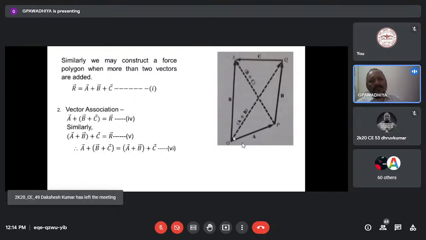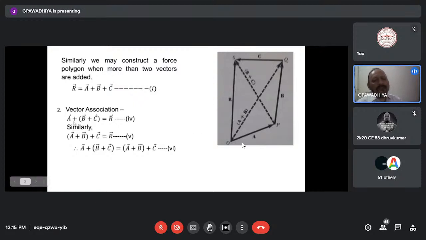Similarly, here you see, if to vector A we add this vector B plus C, which we have obtained from P to S, which is the summation of B and C. So B plus C is combined here in one small bracket, and then we add A, still we get the resultant. So A plus B plus C is R, and A plus B plus C is also R. This means two equalities are there. So this equality is called the associative property of vectors.